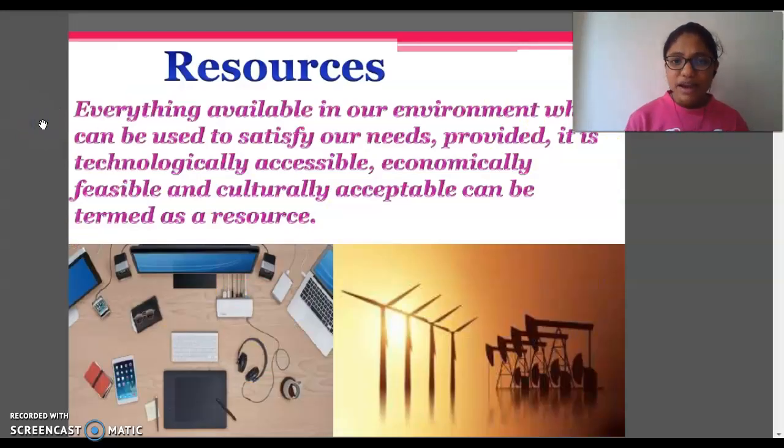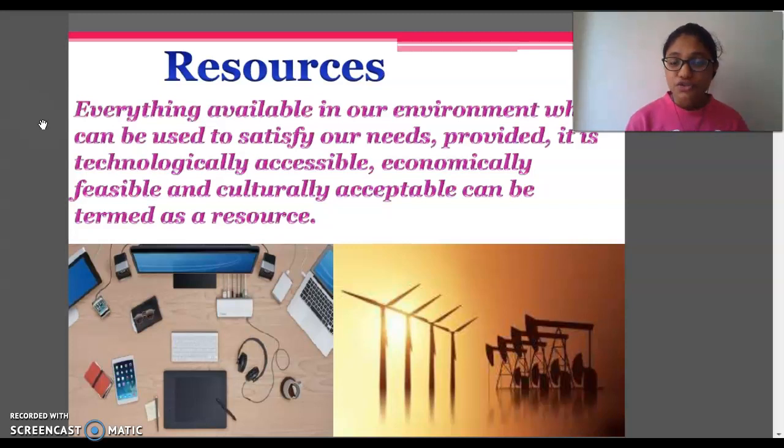So in very layman language, resources means anything that we use to satisfy our needs. It could be anything. It could be a piece of paper to write on, or a book, or water to drink, or food to eat, or a flat to live in. It could even be computers, laptops, or anything that satisfies our needs.